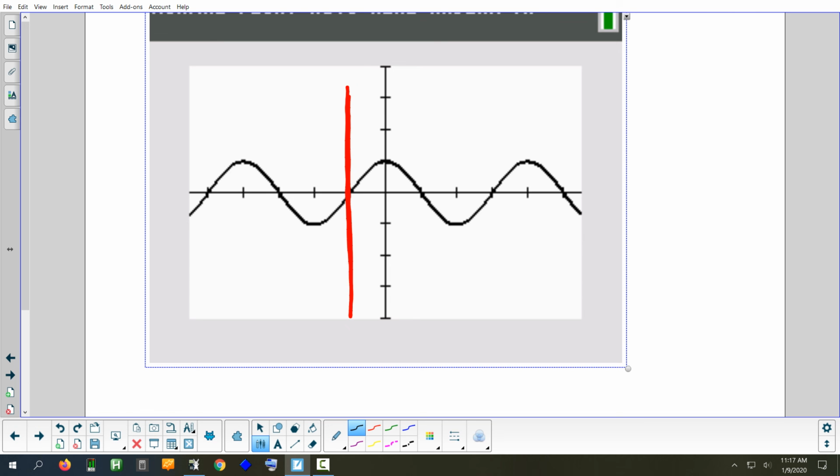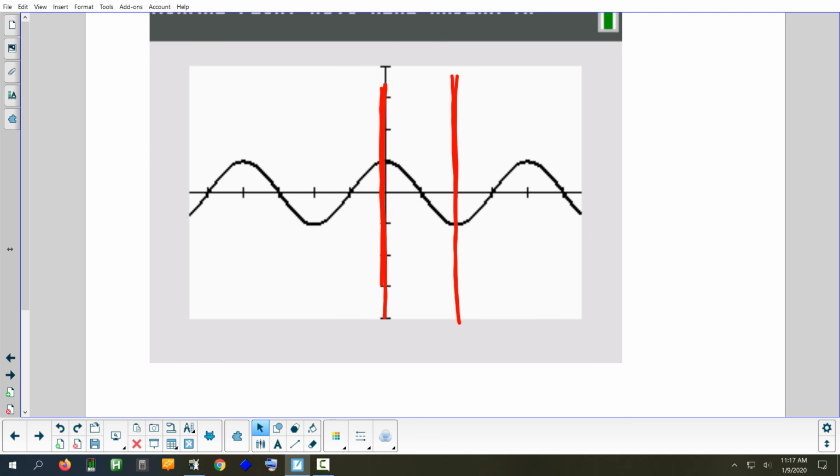Here's negative pi over 2. Here's pi over 2. If you just look inside those red lines, does your graph pass the horizontal line test? No. So negative pi over 2 to pi over 2 doesn't work this time. But what does work is that. Look inside that section. That passes the horizontal line test.